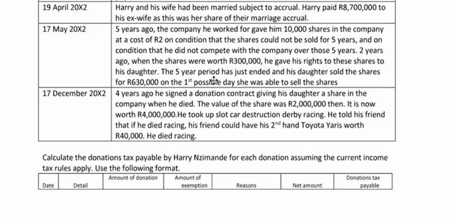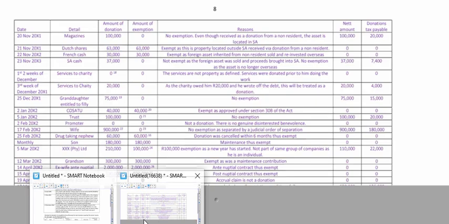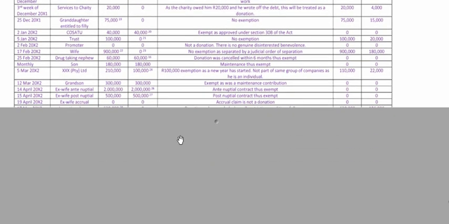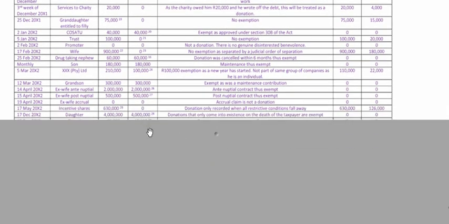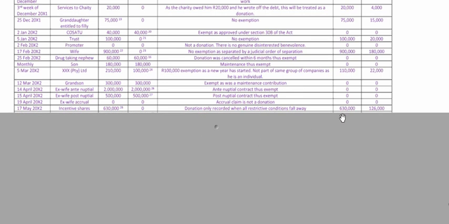It says here the 5-year period has just ended and his daughter sold the shares for 630 on the first possible day she was able to sell the shares. So the donation happens, actually there's value to the donation on 17 May, and that 630,000 Rand is going to be a donation on that date. And there's 126,000 Rand donations tax that needs to be paid on it.